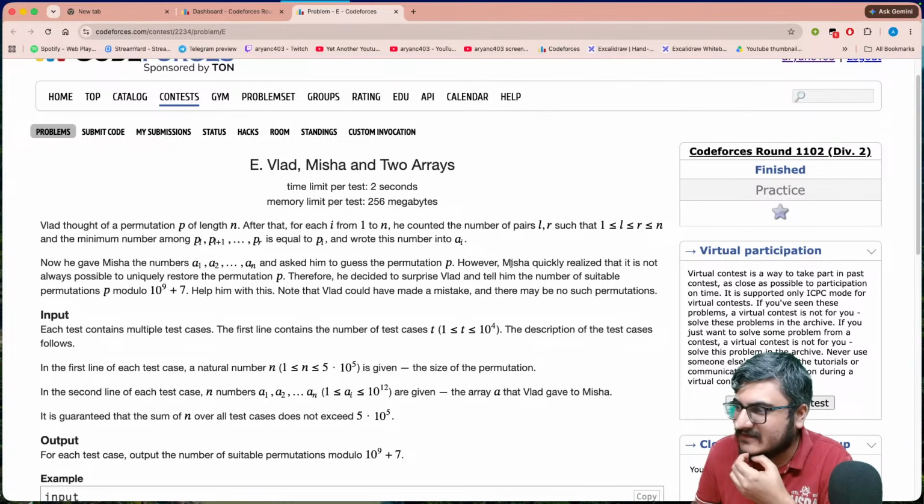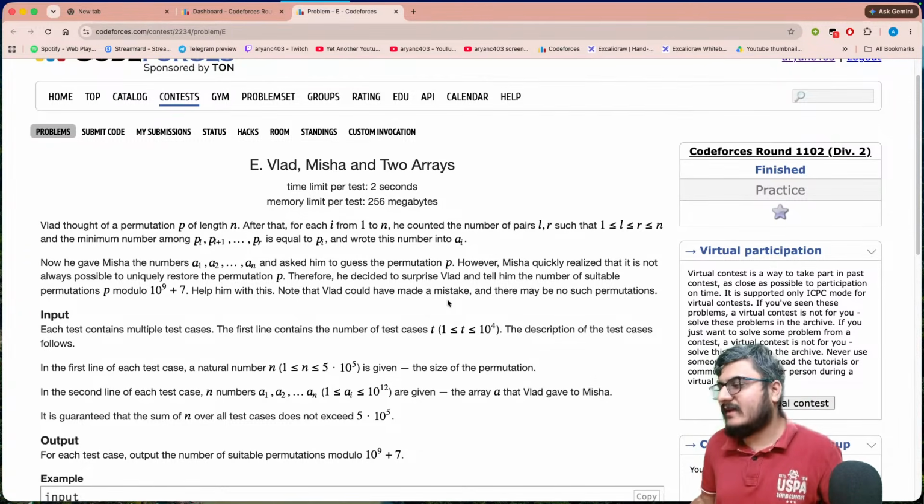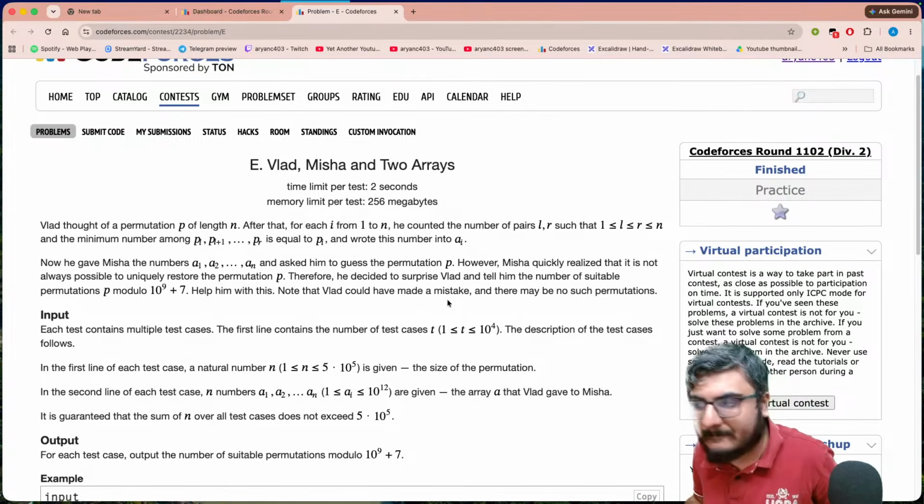However, Misha quickly realized that it is not always possible to uniquely restore the permutation P. Therefore, he decided to surprise Vlad and tell him the number of possible permutations P modulo 998244353. Help him with this. Note that Vlad could have made a mistake and there may be no such permutations. Like a long problem statement.